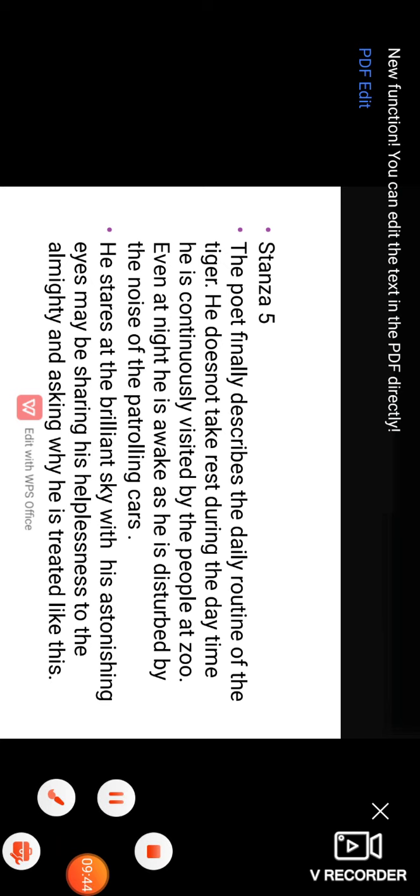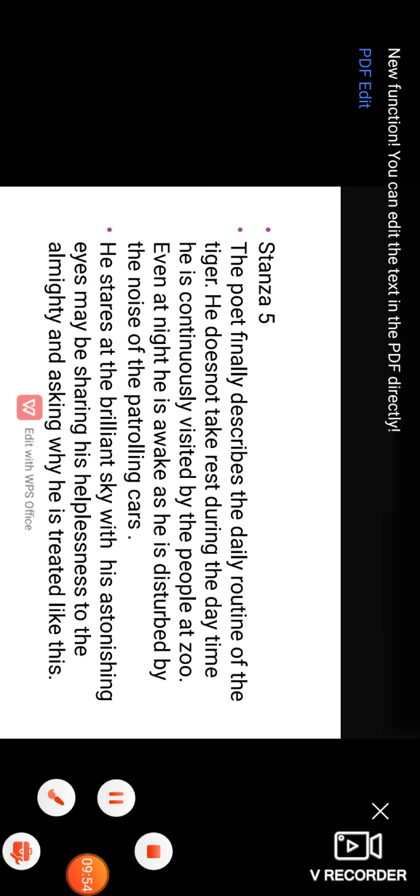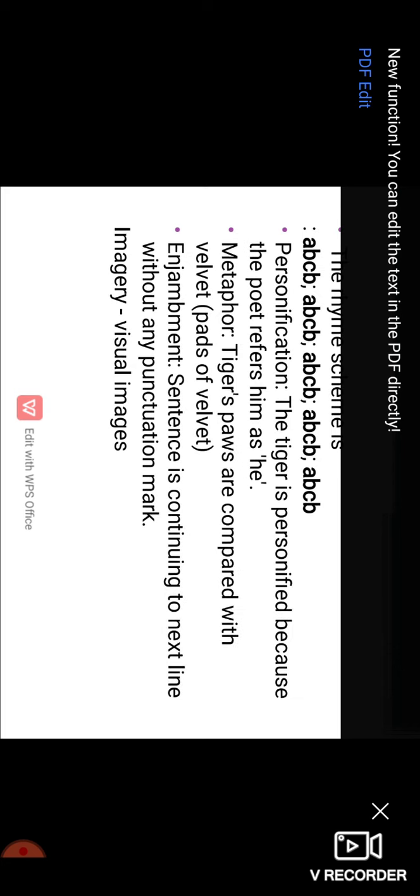So, this is the poem. Just imagine, does a zoo really need to be there in our society? Are we the people who can restrict the liberty of animals? Do we have the right to do so?